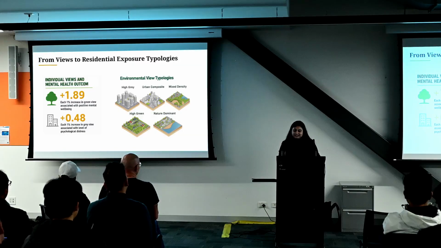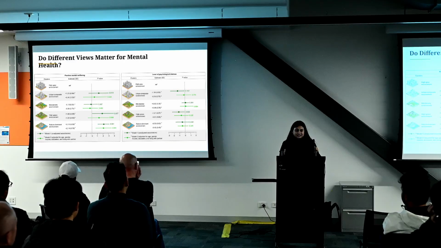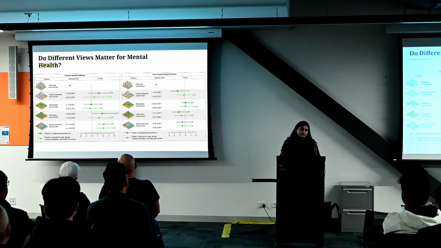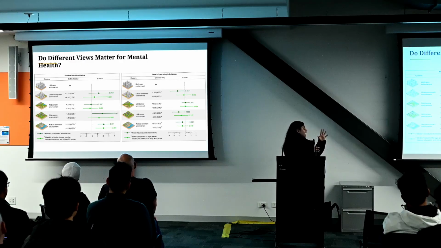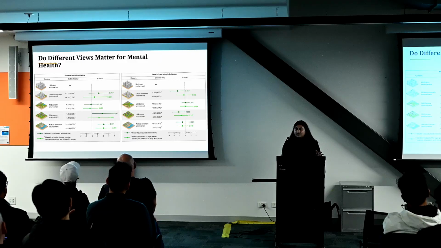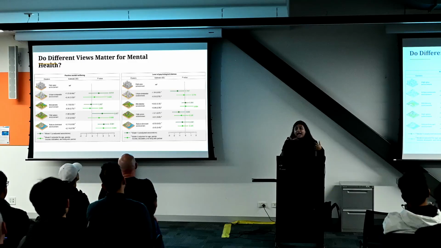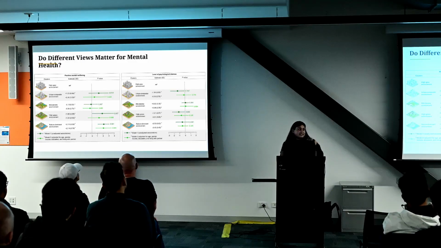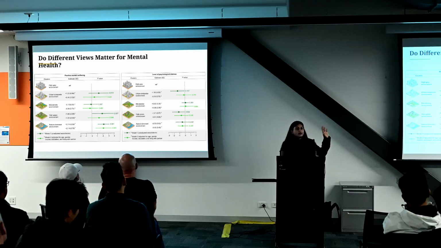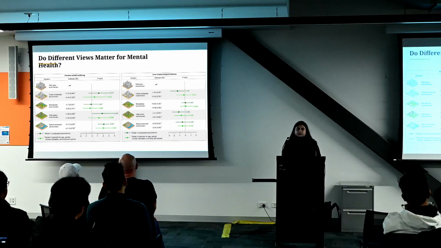So I used these typologies again to map out the relationship with health. And of course, residents who are in high green and nature dominant environments had higher positive mental well-being than those in the gray environment. I also linked to psychological distress, but we don't focus more on the psychological distress part. It's more about the positive mental well-being which has impact. So yeah.